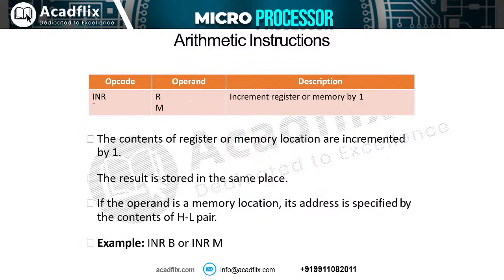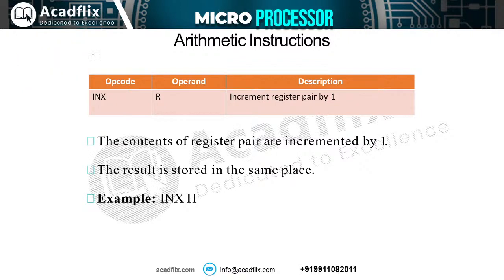Then we have INR, that means increment. You can increment the value of a register or register pair or the memory location. INX means increment the register pair given here, let us say BC. Wherever you have X, that means register pair. So let us say INX H, this means that you are incrementing the register pair HL by 1. The final value will be stored in HL only.